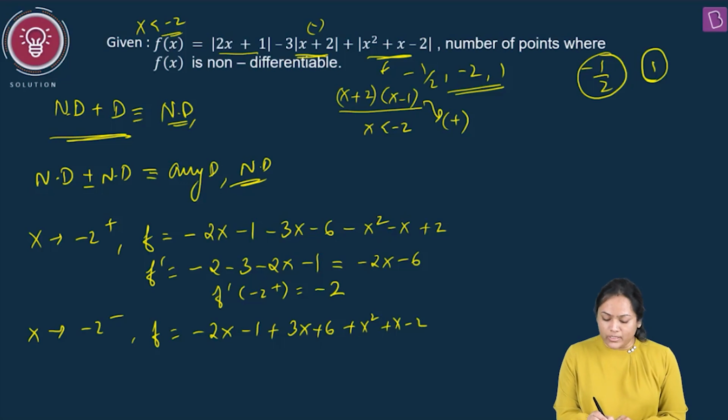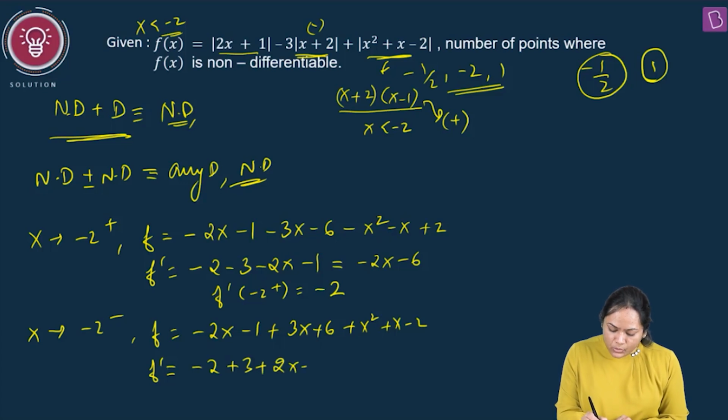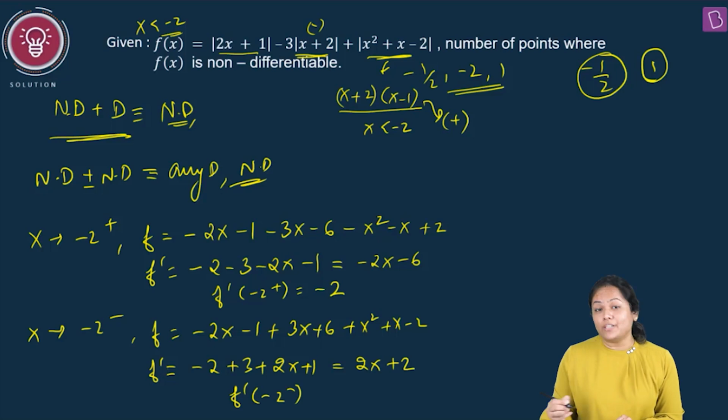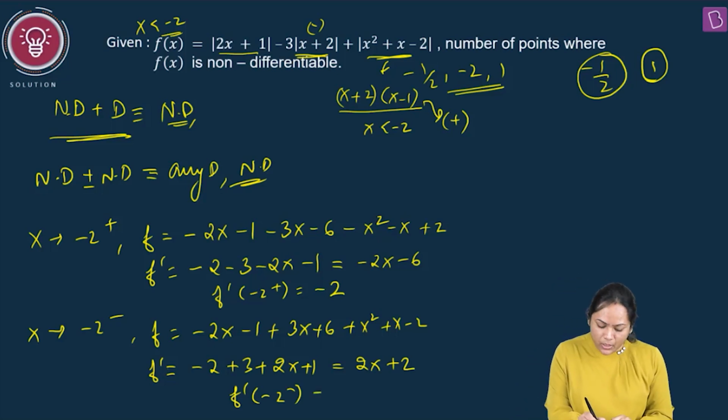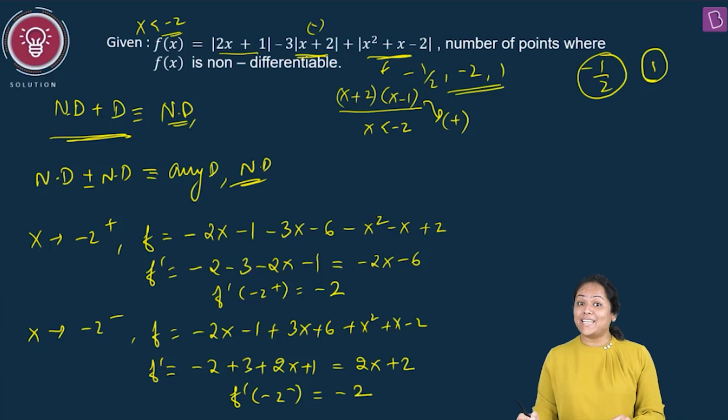Now what? Well, now I'll try to find my f dash. So it's going to become minus 2 plus 3 plus 2x plus 1. This value is coming out as 2x plus 2. And when I find the value of f dash minus 2 minus, the limiting value of this is actually coming out again as minus 2.